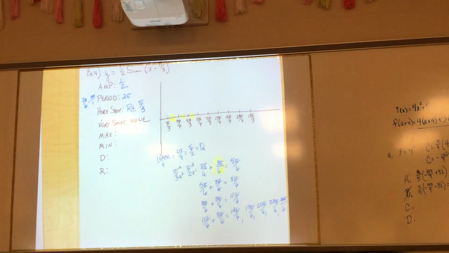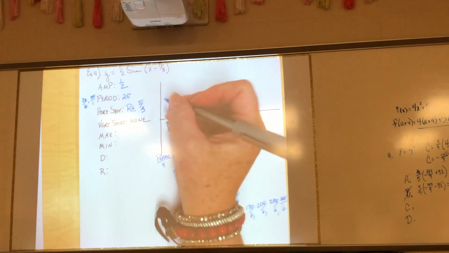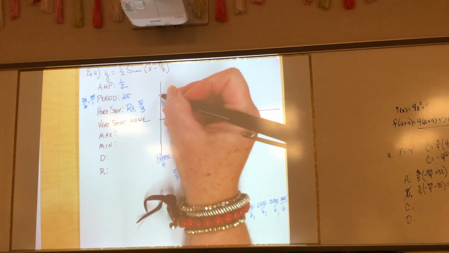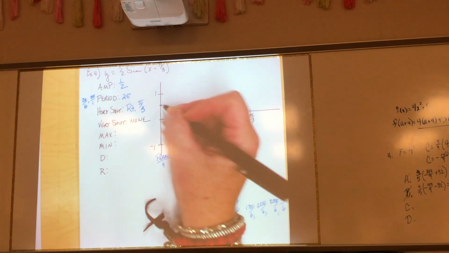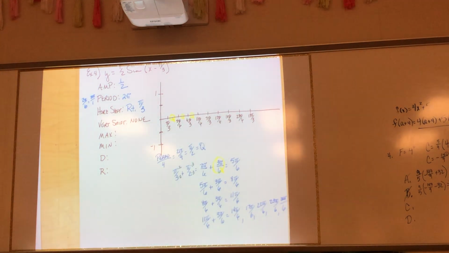So you say it needs to be more. Never mind. Okay, so my amplitude is a half, so I like to go up 1 and down -1 and then mark those middle points. That's just the way I am. If you went up to a half and down to a half, I'm perfectly fine. Down to -1/2, perfectly fine with that.